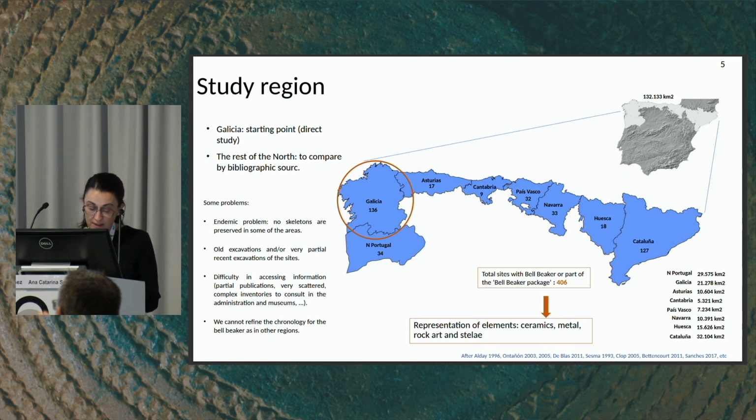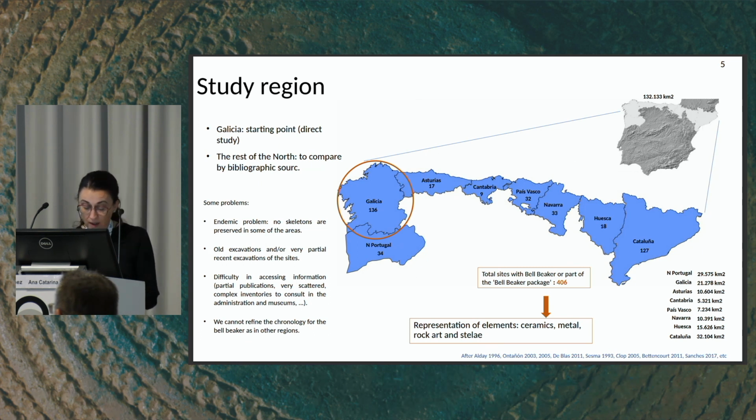I will start from Galicia, the area I know best, from which I will make a comparison where information is available. The northern and northwestern fringe of the Iberian Peninsula was chosen looking for a contrast of regional styles, which will allow us to offer a broader vision of the expression of identity.